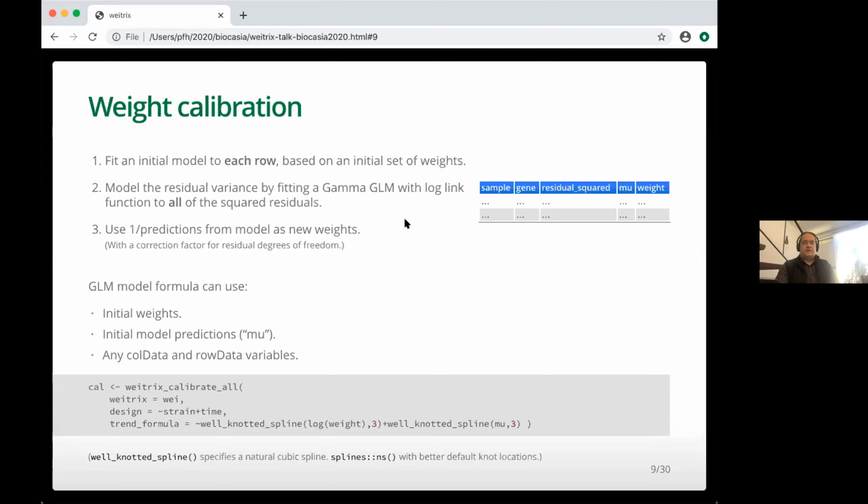And then from that model, using the predictions from that model as the new set of weights. So this is essentially modeling the noise in the data. This model, we can specify it as a linear model. So what I'm going to put in this linear model is a spline curve through an initial guess at the weights, which were the read counts, and I may as well put in a spline curve through the mean tail length as well, so we can get a mean variance trend. So this is fairly flexible.